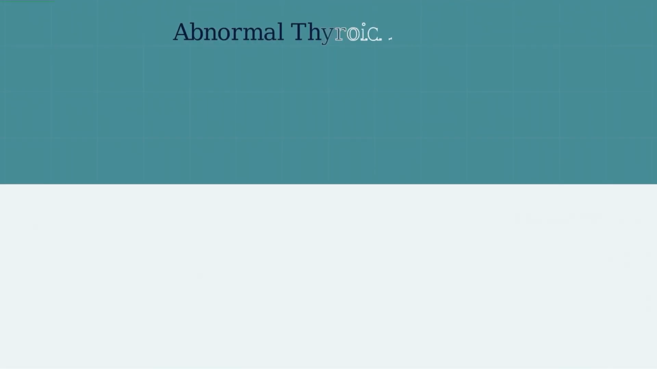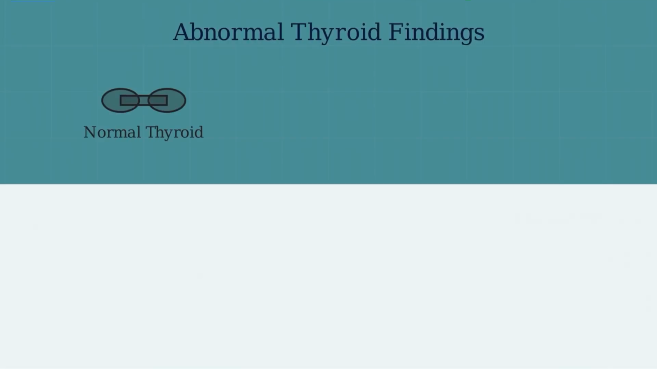Now let's review abnormal thyroid findings that require further evaluation. An enlarged thyroid, or goiter, is visible or palpable as an increased size of the entire gland. This may be associated with hyperthyroidism, hypothyroidism, or other thyroid disorders.